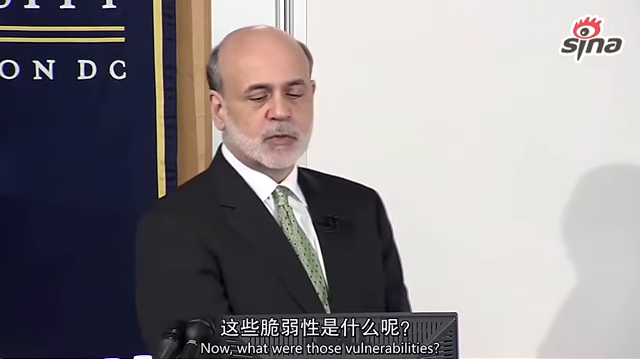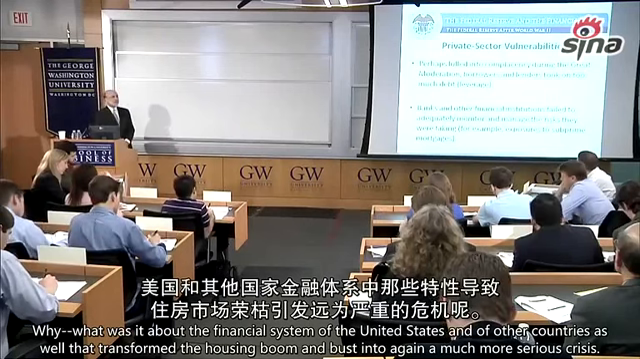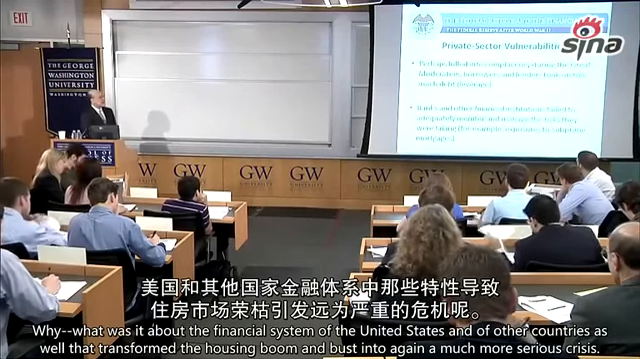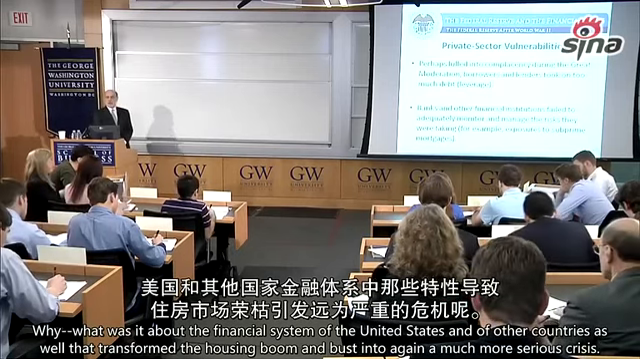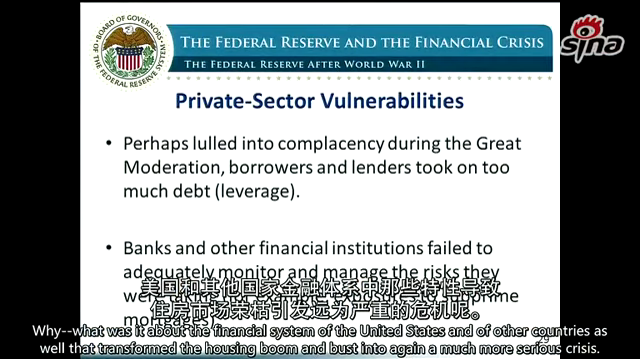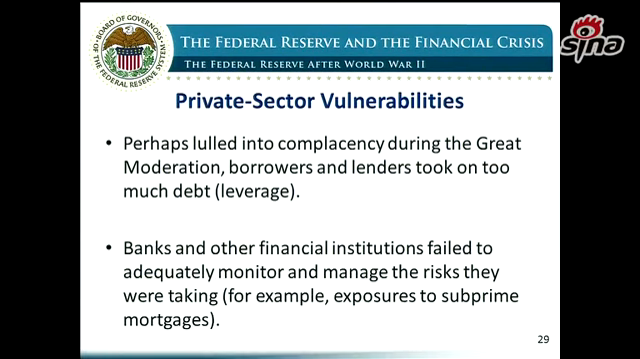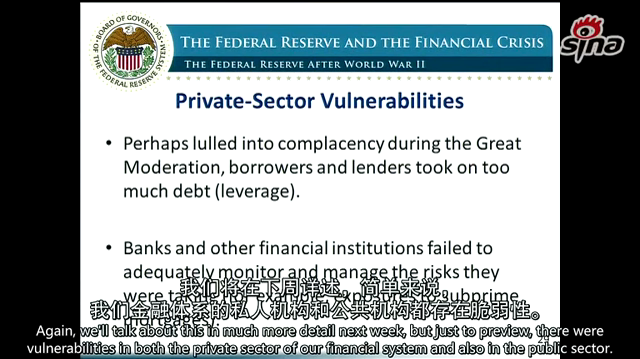Now, what were those vulnerabilities? What was it about the financial system of the United States and of other countries as well that transformed the housing boom and bust into, again, a much more serious crisis? Again, we'll talk about this in much more detail next week, but just to preview, there were vulnerabilities in both the private sector of our financial system and also in the public sector.